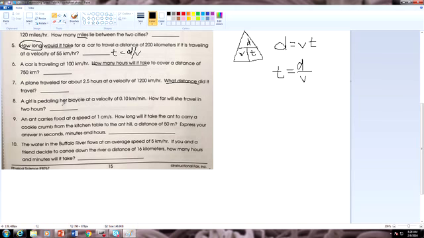Look at number 8. A girl is pedaling her bicycle at a velocity of 0.10 kilometers per minute. How far will she travel in 2 hours? Okay, so we've got her traveling in minutes, and we need to convert that to hours. So I think we're going to skip this one. We'll go ahead and skip this one because I'd rather do this one with you in class. So go ahead and cross this one out right here for now, and we'll do that one later.